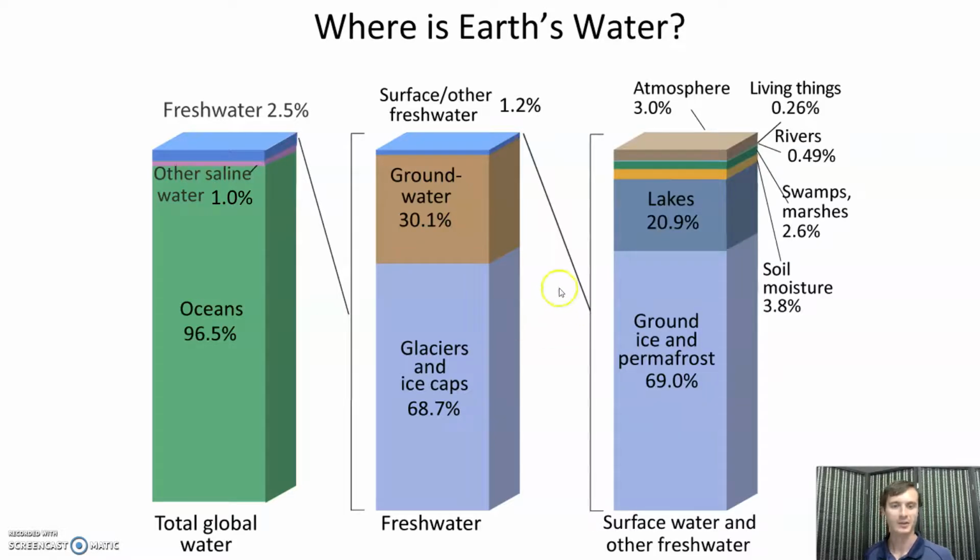Well, as it turns out, just like most of the fresh water is tied up in glaciers and ice caps, most of the surface water and other fresh water is going to be tied up in ground ice and permafrost, or permanently frozen ground. Now, about a fifth of it, 20% or so, is going to be tied up in lakes, and then of this remaining 10%, about a third is in the atmosphere as water vapor, about a third is in moisture in the soil as loose particles, not as any sort of a collected groundwater reservoir. About a third is in swamps and marshes, and then a tiny fraction, less than 1%, is going to be in living things and in rivers. But it is actually this tiny fraction which turns out to be the most important.